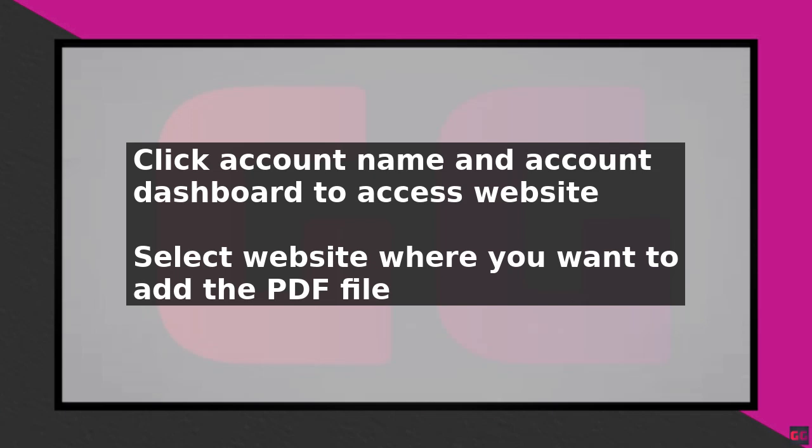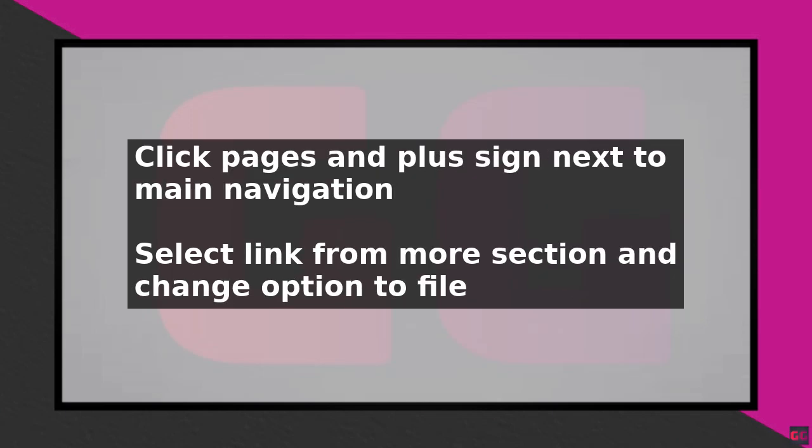Next, select the website where you want to add the PDF. To do this, click on Pages, located underneath the website section of the page. Then, click on the plus sign next to Main Navigation and select Link from the More section.